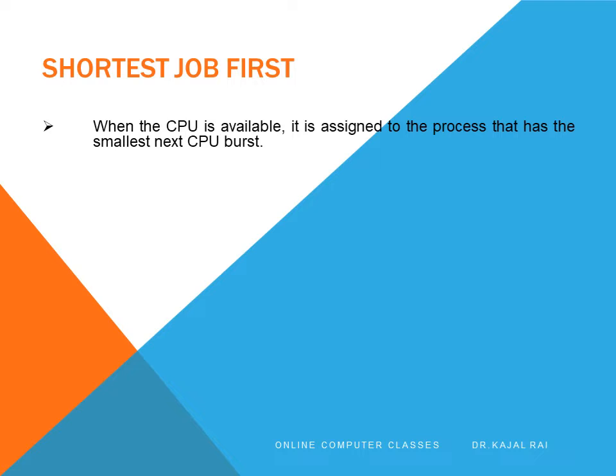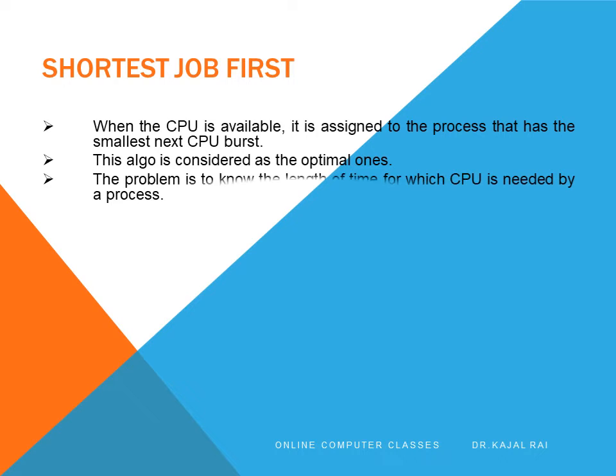So in this way the CPU selects the process which has the shortest next CPU burst. It will give the CPU to that process only. This algorithm is considered optimal because when it gives the CPU to the process with the shortest burst, that process completes in a very small amount of time, releases the CPU, and gives it back to the other processes in the queue.